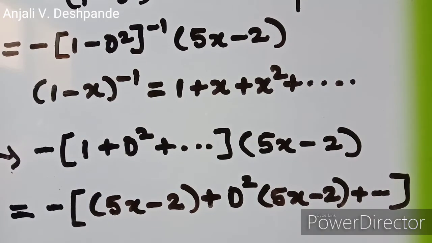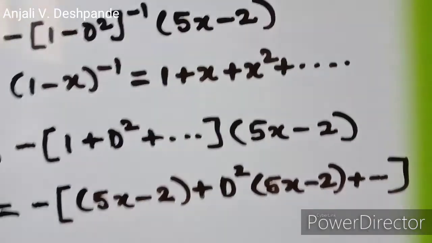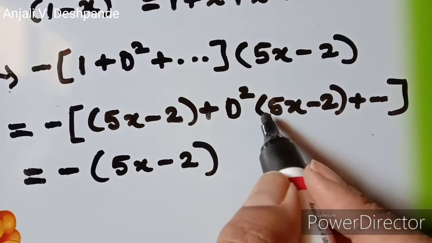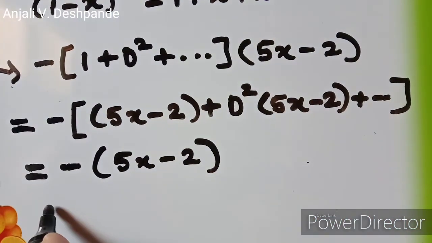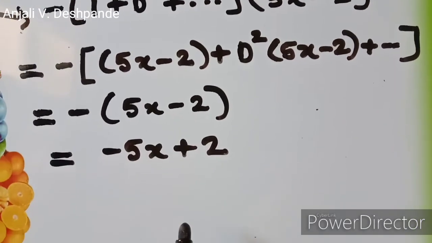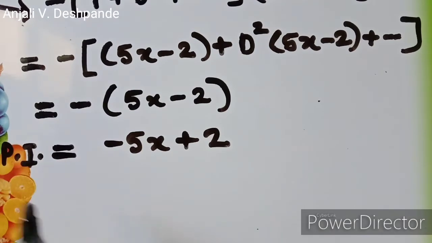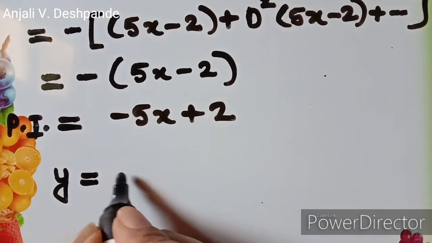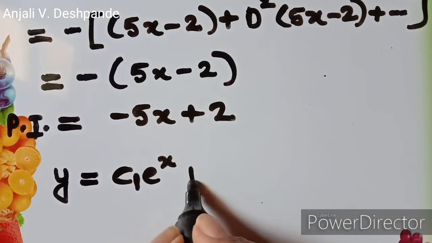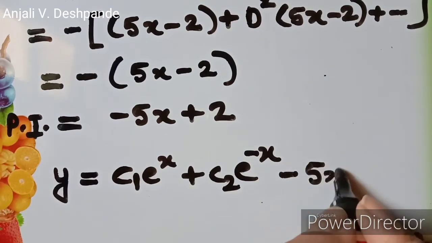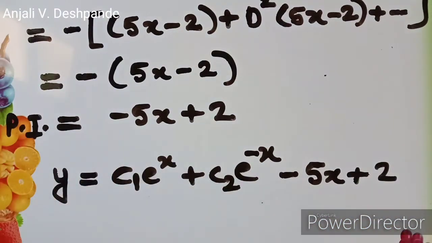So this is equal to minus (5x - 2), and this part is of course going to be 0 because it is the second derivative, so this will be equal to -5x + 2, right? So this is the PI. So in this case CF already we had written, so the complete solution of the problem is going to be y = c1 e^x + c2 e^(-x) - 5x + 2, and that is going to be the complete solution to this particular example.